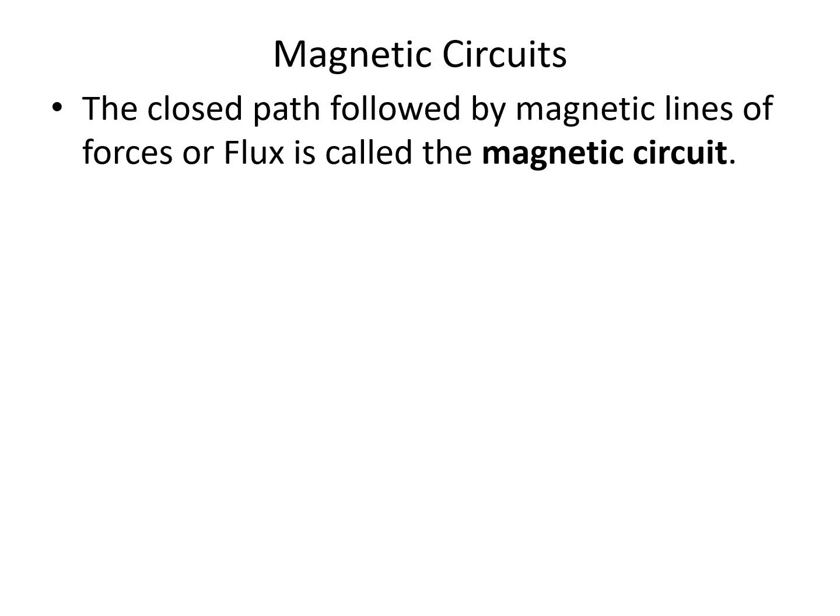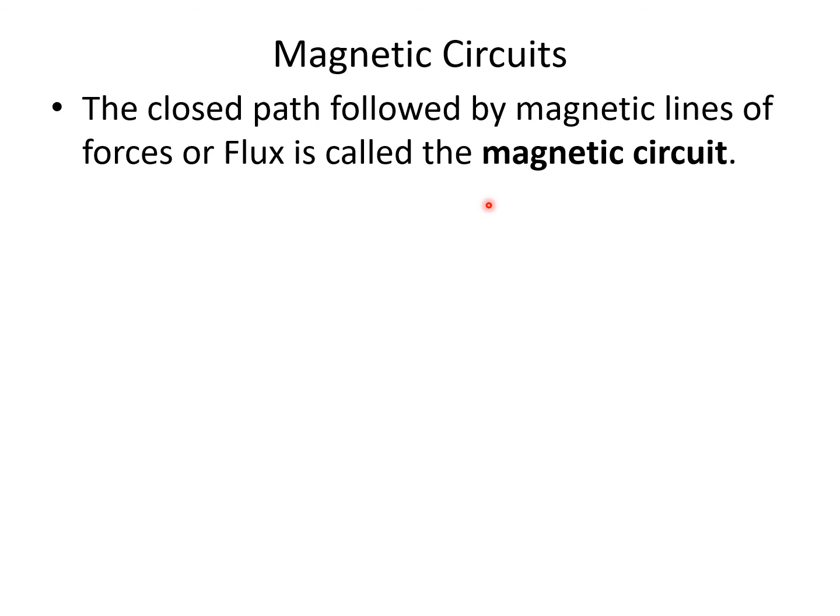Now here we are going to start with our magnetic circuit. The closed path followed by magnetic lines of force or flux is called a magnetic circuit. In other words, it is defined as the route or path which is followed by a magnetic flux.